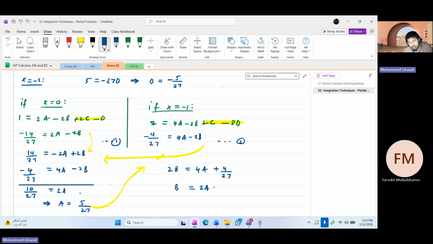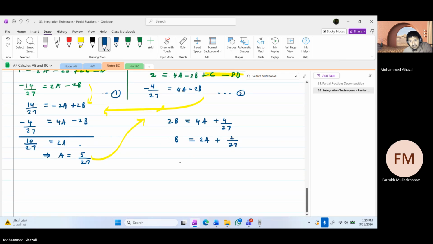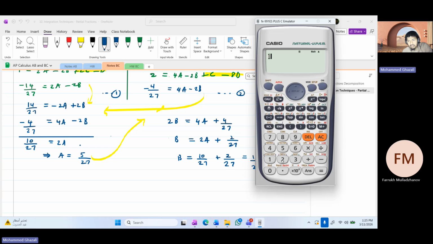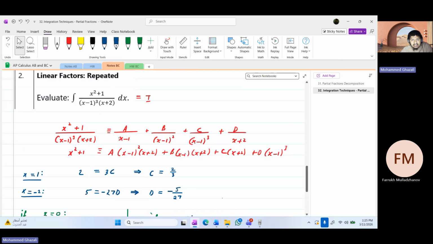So you got 2a plus 2 out of 27. But what's the value of a? 5 out of 27, okay? So 2 times 5 out of 27 is 10 out of 27 plus 2 out of 27. So I'm getting 12 out of 27. I think 12 out of 27 divided by 3, divide by 3, you get 4 out of 9. Check. 12 divided by 27 is 4 out of 9. Yeah. All right. So we are basically integrating something like this.